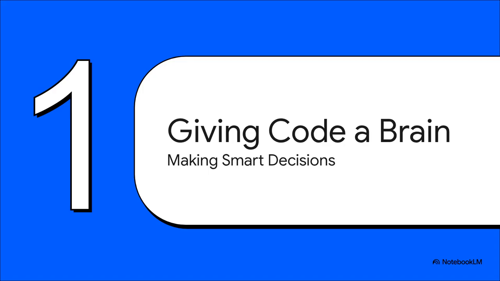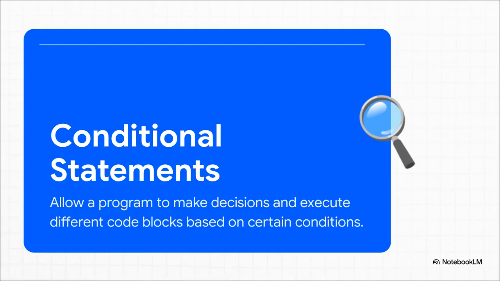All right, first up, making decisions. This is probably the most basic, most essential skill we can give our code. It's the ability to choose. This is what turns a dumb list of commands into a program that can actually react and adapt to things. And the tool we use for this is called a conditional statement.